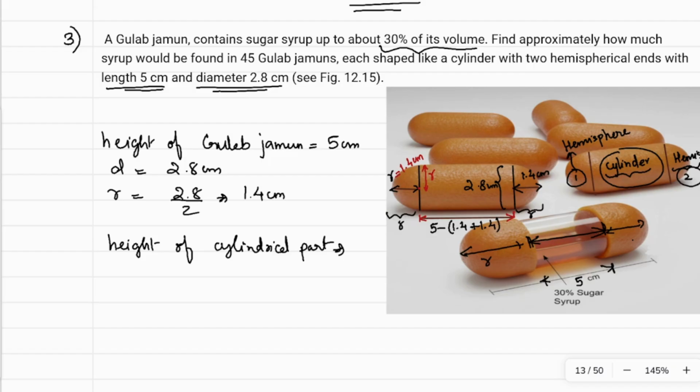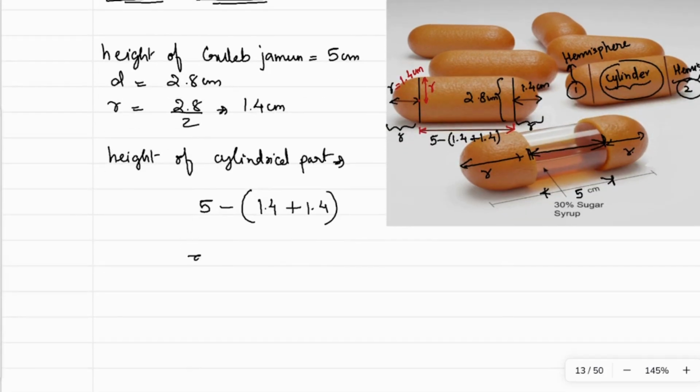This is actually the radius of the hemisphere. This is also the radius of the hemisphere. So from the 5, if I am reducing the radius of the hemisphere, I will get the value for the height of the cylindrical part. The radius of one hemisphere is 1.4 and the radius of the other hemisphere is also 1.4. So from the 5 I will have to subtract 2.8. Then I will get 2.2 centimeter. That will be the height of the cylindrical part, right?